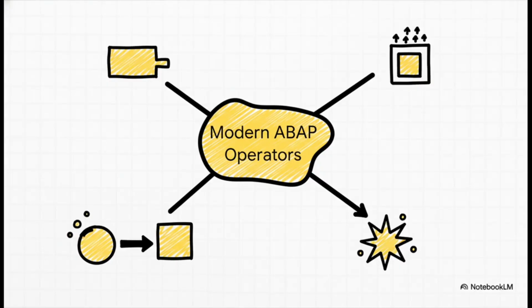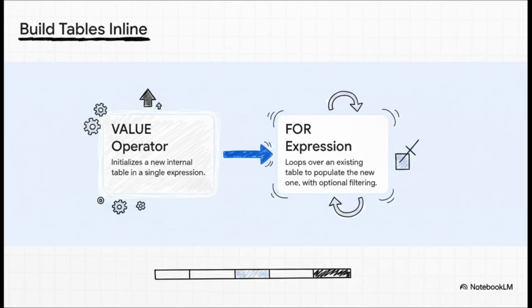But hold on, because we're just scratching the surface here. Inline declarations are just one piece of a much bigger puzzle. They're part of a whole family of new tools, constructor operators, that let us build and manipulate data in really powerful ways. For example, check this out. Using the VALUE operator, you can combine it with a FOR expression to build an entire internal table by looping over another one, all in a single statement. You can even throw in a WHERE clause to filter the data. Now think about that for a second. This one line can replace an entire LOOP AT, APPEND, and ENDLOOP block.